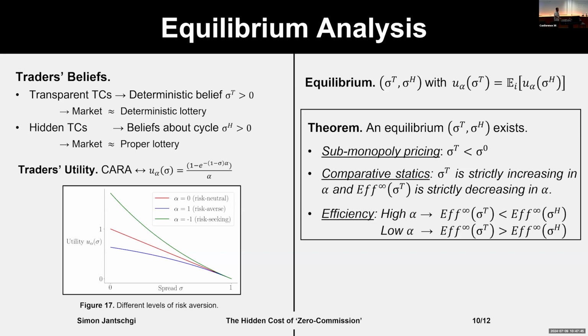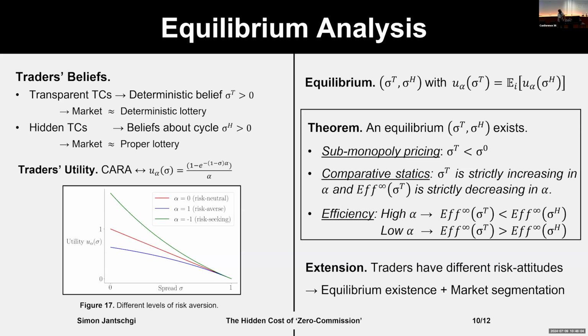And lastly, there's an interesting crossover point, meaning that for high levels of risk aversion, the market with transparent transaction costs is on average actually less efficient than the one with hidden transaction costs. And if you decrease the risk aversion, this is actually going to turn around, and the market with transparent transaction costs is going to be more efficient.